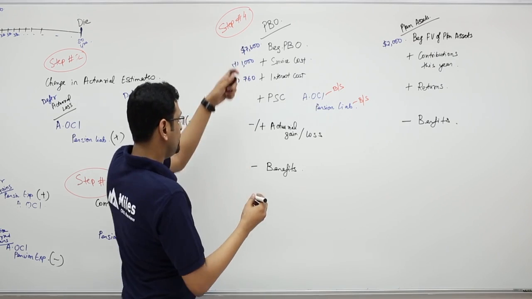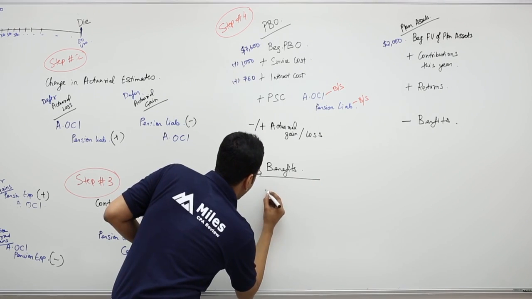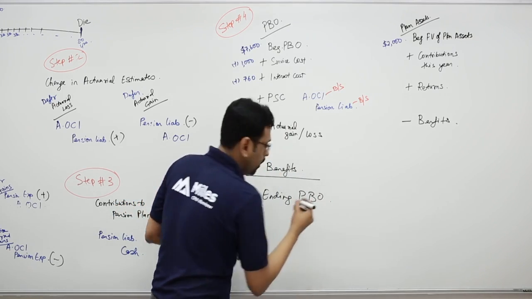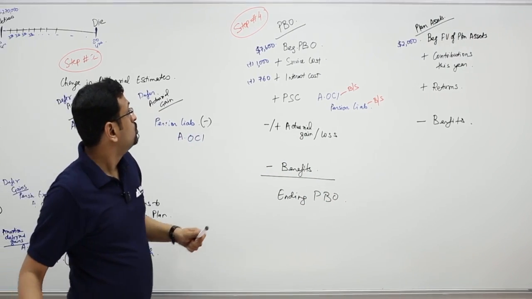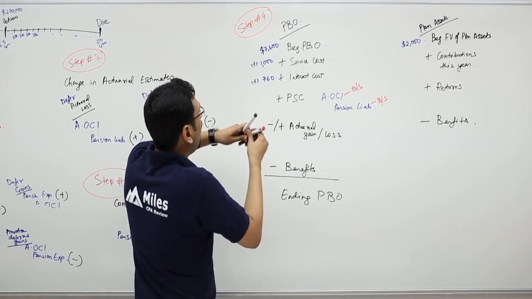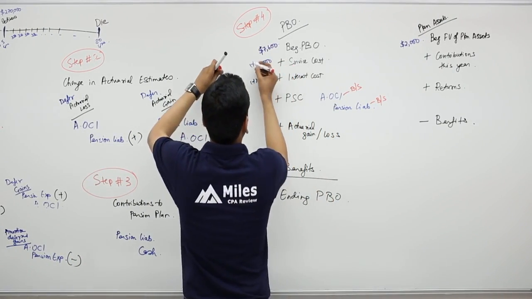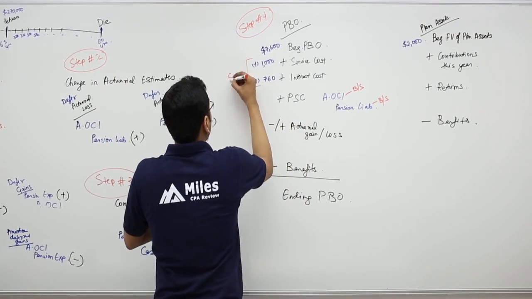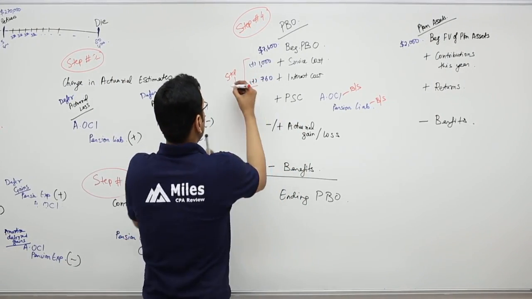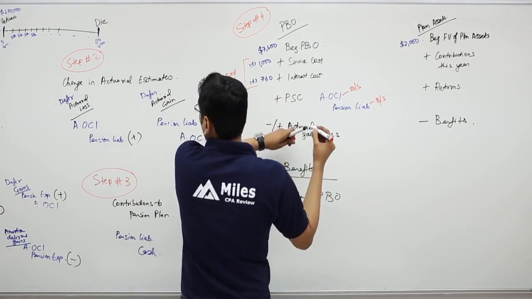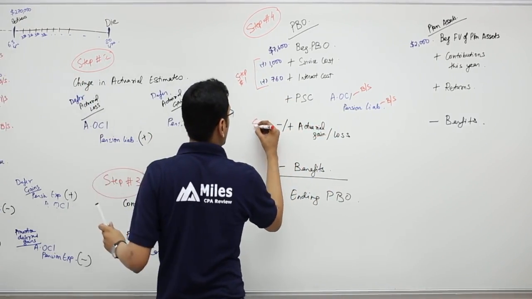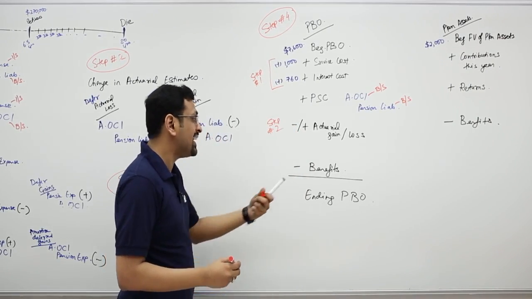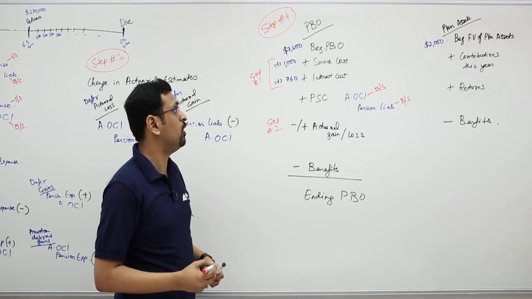Now this gets you to ending PBO, ending projected benefit obligation. So this was step 4. I got service cost and interest cost, I got these two from step 1. I got actuarial gains or losses, I got this number from step 2. And then I looked at the benefits being paid out, and calculated the ending projected benefit obligation.